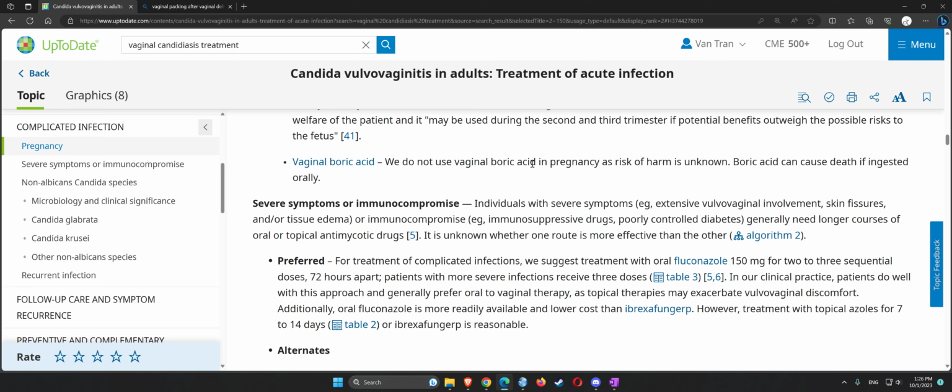So I would treat her with IM ceftriaxone, 500 milligrams, one time dose. And then doxycycline, 100 milligrams PO BID for 14 days, and metronidazole 500 milligrams PO BID for 14 days.